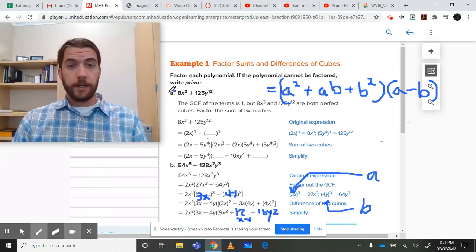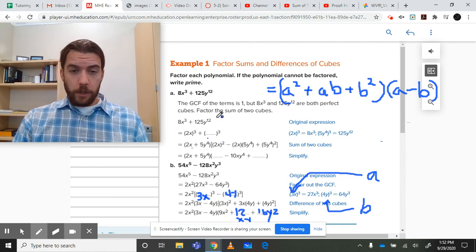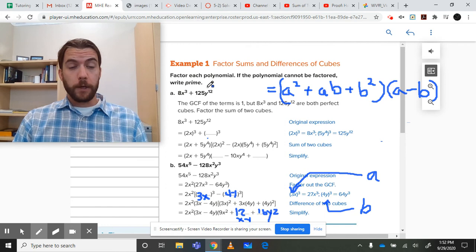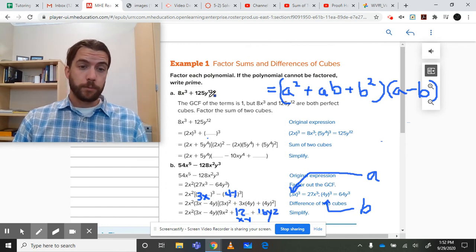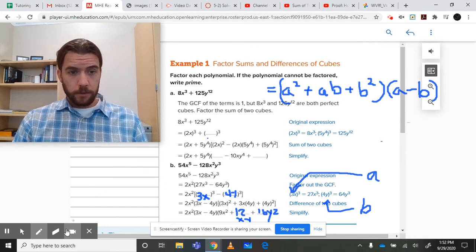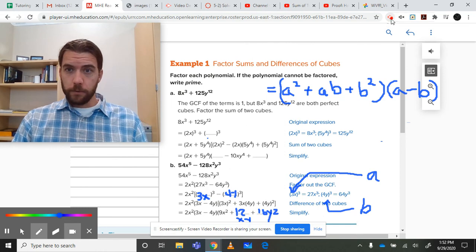So once again, we can take any sum of cubes, any difference of cubes, and turn them into products of some factors. We can also take things that don't even look like cubes and manipulate them so that we can use these properties. All right, that is it for example number 1.